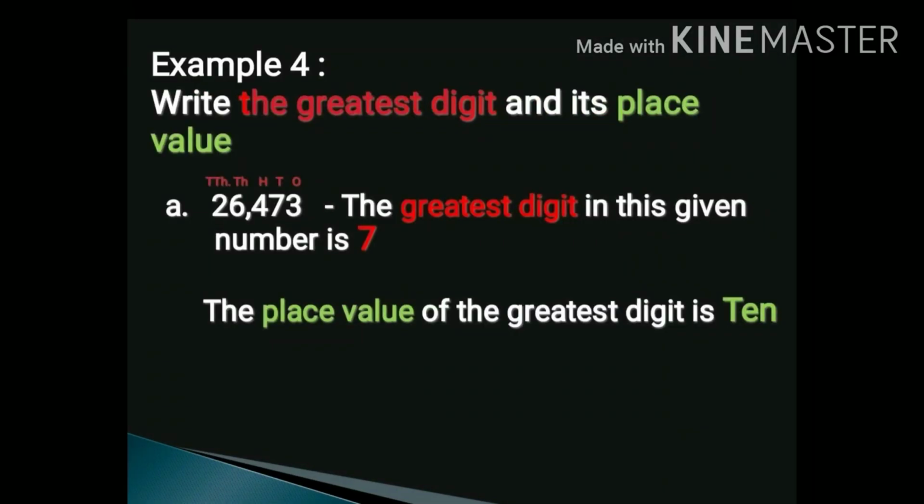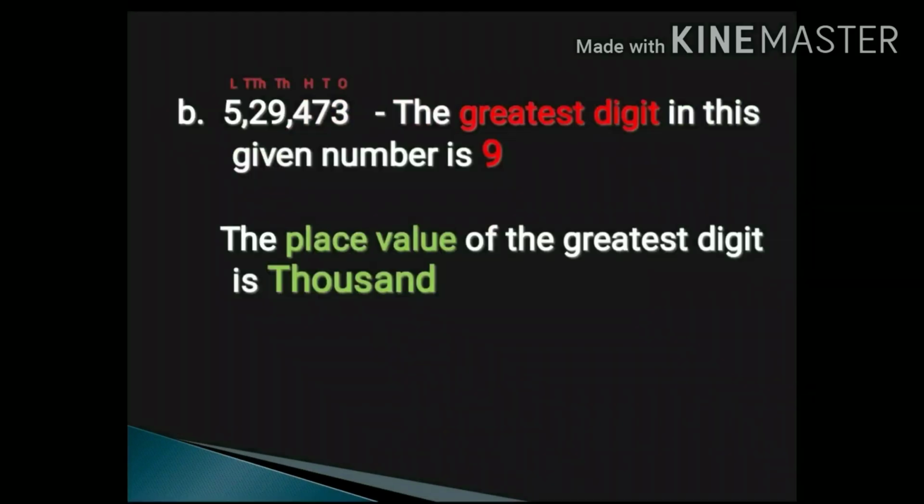Example 4. Write the greatest digit and its place value. The first sum we will take 26,473. As usual, write the place value on the top of each digit. The greatest digit in this given number is 7. The place value of the greatest digit is 10.